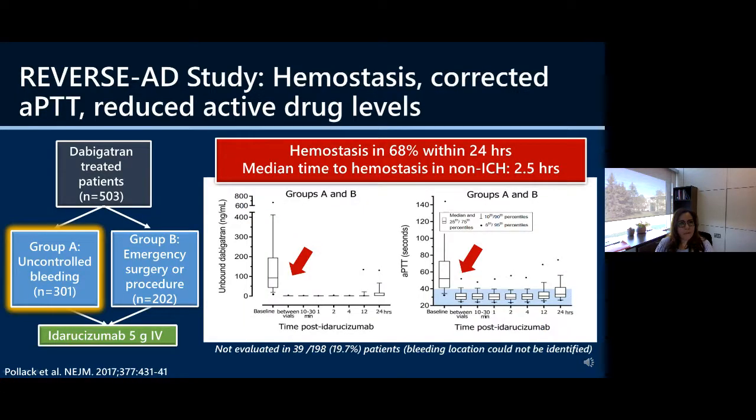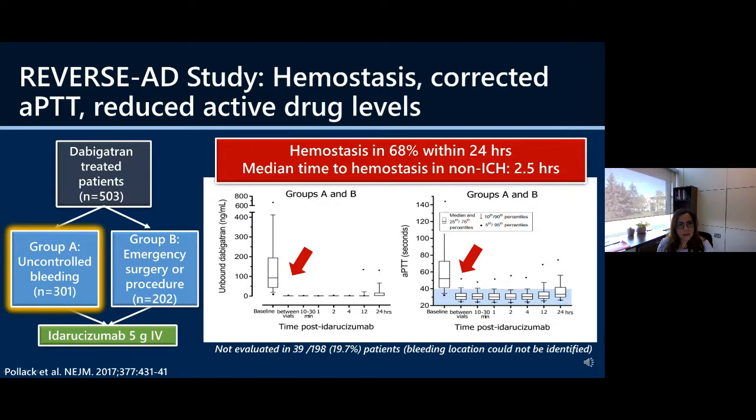to placebo. And in this study, this was the REVERSE AD study, I'm going to briefly summarize it. This was the registration study for Idarucizumab, and led to its approval in the US and Canada and Europe. This was a prospective cohort study. There was no control group. In this study, dabigatran-treated patients who had uncontrolled bleeding or required urgent surgery were enrolled and received Idarucizumab at the dose of 5 grams IV.